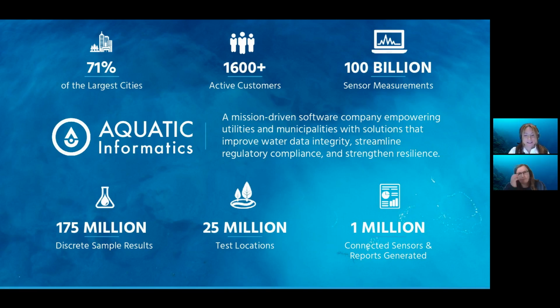Aquatic Informatics is a mission-driven software company founded back in 2003, now serving over 1,600 customers across 60 countries worldwide, including the USGS and Water Survey Canada. Aquatic Informatics provides software solutions for organisations including utilities, municipalities and government agencies that really help to improve water data integrity and streamline regulatory compliance.